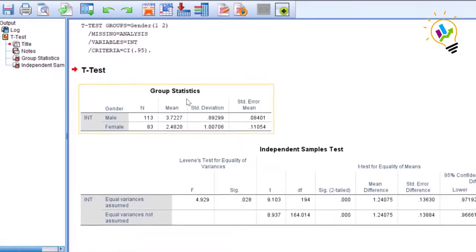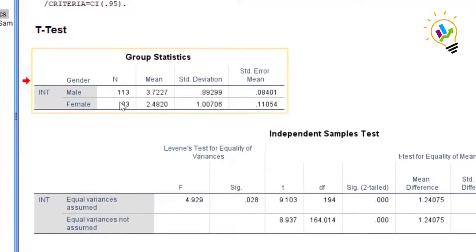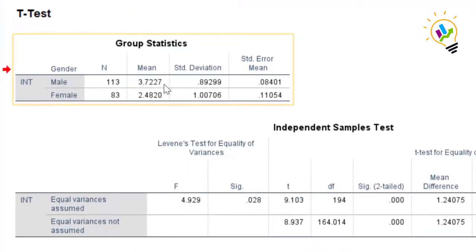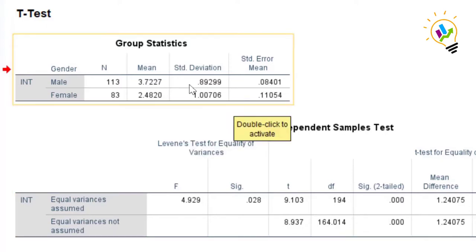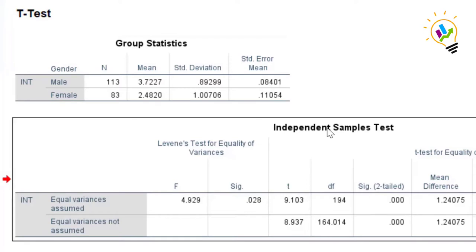First we will see the group statistics. The number of males is 113 and the number of females is 83. The mean for male is 3.7227 and for female is 2.482. By this we can understand that there is a difference between male and female. But using the independent sample t-test, we will see whether this difference is significant or not. You can also note that the standard deviation for male is less, that is 0.89, whereas for female it is 1.007.